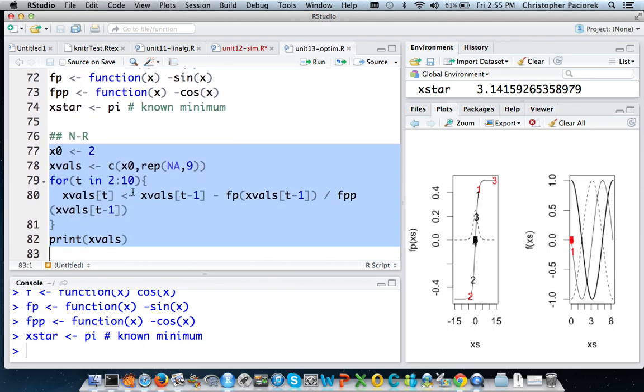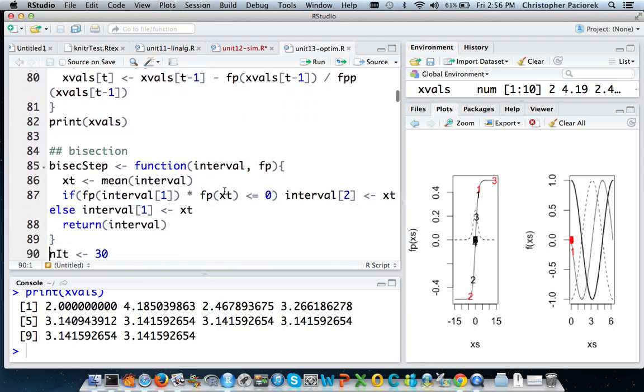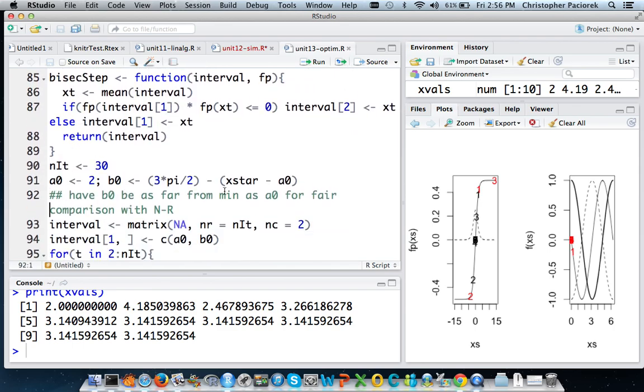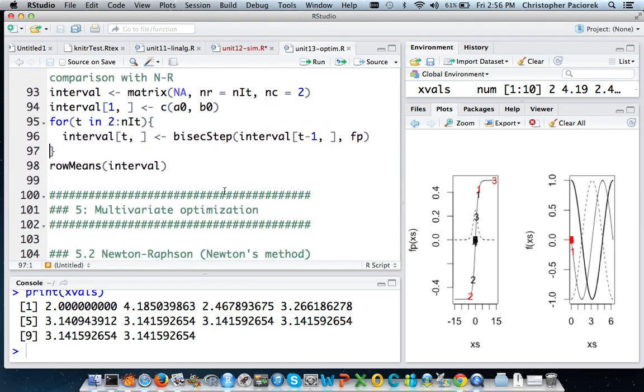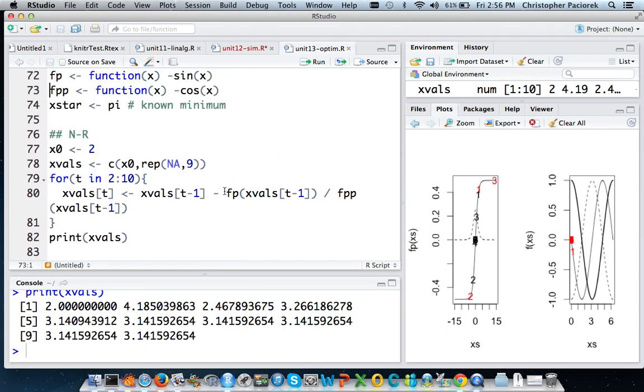Okay, so I'm going to start it at 2. So what do we see? Okay, maybe I didn't make a picture here. I started at 2, which was over here. Then in the first step, I went to 4.18, so I actually crossed over the minimum and ended up somewhere over here. So this was x1, here's x2. Then at x3, I went back to 2.46, so I'm oscillating back and forth.